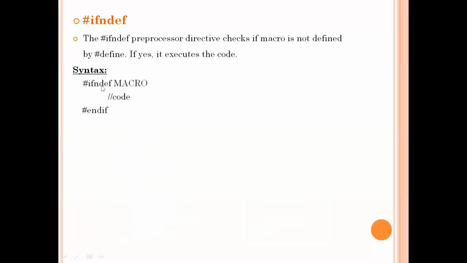If there is no definition for this macro, then execute this code. So that is the meaning of #ifndef. What is the meaning of #ifdef? If there is a definition for this macro, execute the set of statements. #ifndef means if there is no definition for this macro, then execute this block of statements. This just refers to the #ifdef directive.